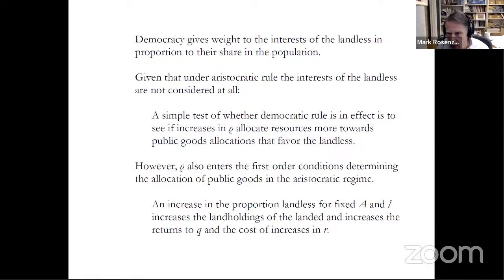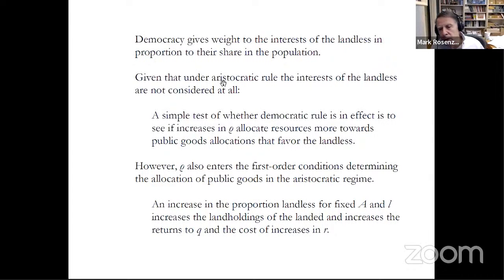So in principle, it seems like it doesn't matter what fraction of the population is landless. However, that's not true, because the fraction of the population landless affects the returns to the public investments for the landed. So rho, the fraction of landless, enters the first order conditions determining the allocation of public goods in the aristocratic regime, not because of voting shares, but because it affects their returns to the public goods compositions. Now, why is that?